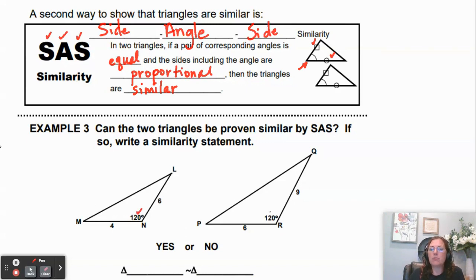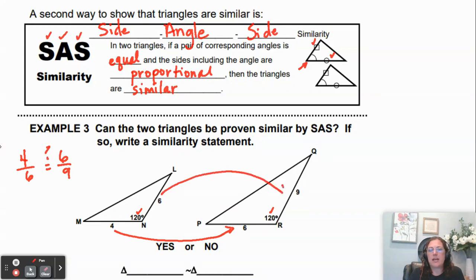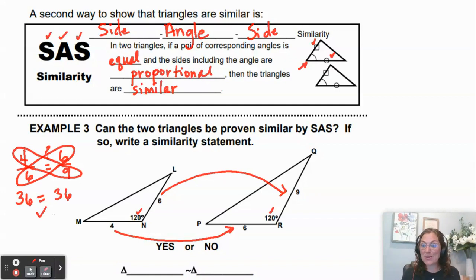Okay, we've got the angle. We're good here. On this one, we're trying to show, is it similar by side, angle, side? And then I need to go from 4 to 6. So I'm going from here to here. Is that the same as 6 to 9? From here to this side. Okay. And so what I like to do here is just a little cross multiplying. So I do 4 times 9, which gives me 36. And I do 6 times 6, which gives me 36, and it works. That's when I know that they're proportional. So I say yes here, and let's name it.